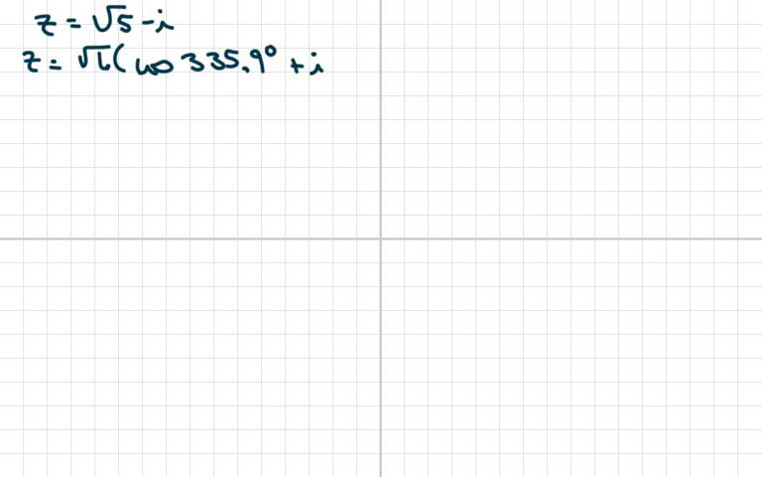The next one, we had square root of 6. Well, the polar form is square root of 5 minus i. And then we also had the argument in degrees is square root of 6 times cosine of 335.9 degrees plus i sine of 335.9 degrees.